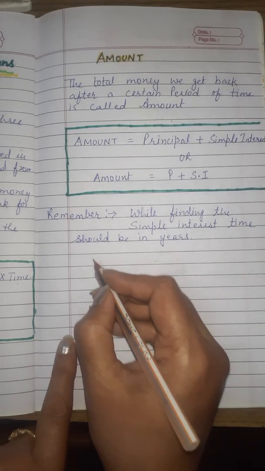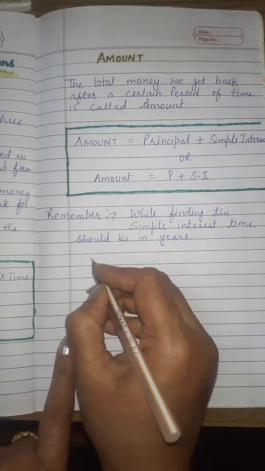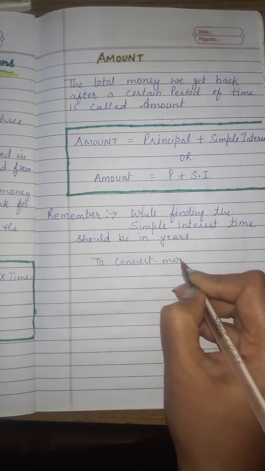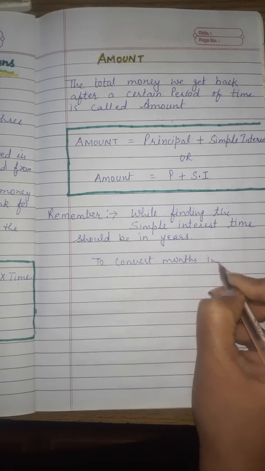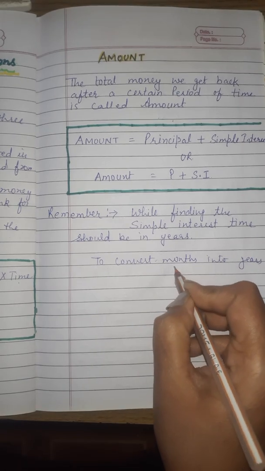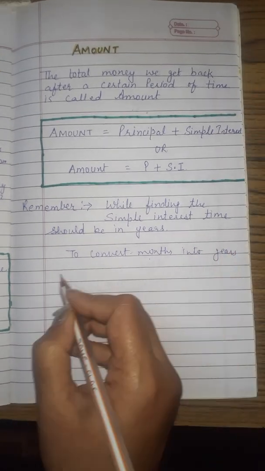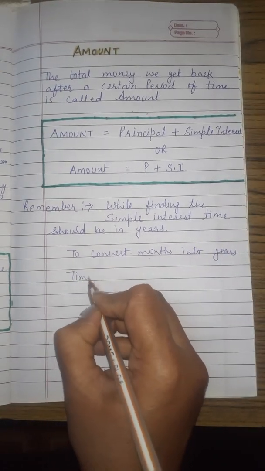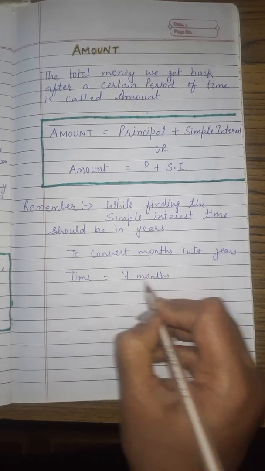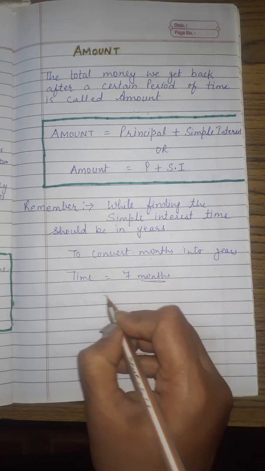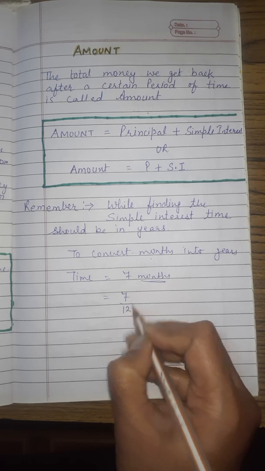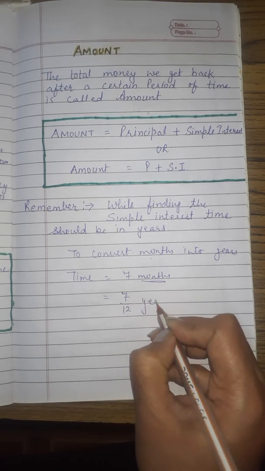To convert months into years, what will you do? You will divide the number of months by 12. For example, we have time 7 months. To convert this month into year, we will divide 7 by 12. So we will write it as 7 upon 12 years.